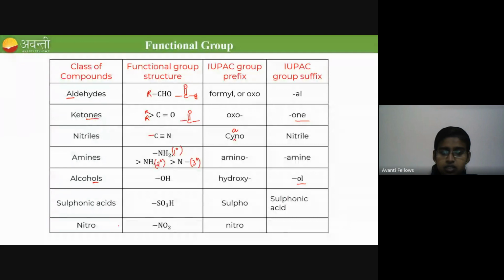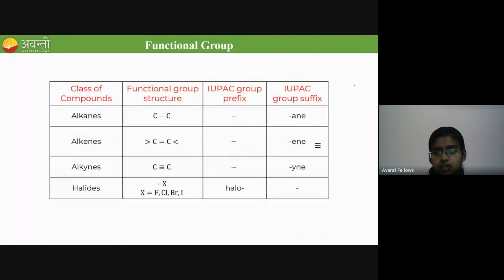And sulfonic acid: the formula is SO3H, the prefix is sulfo, and the suffix is sulfonic acid itself. The next compound is nitro. The formula is NO2, the prefix is nitro, and there is no suffix for nitro. Got it? Is it clear for all of you? Did you all take note of it? Shall I go to the next slide? If any of you want me to go to the previous slide, you can put it in the chat box. I will show you the previous slide.